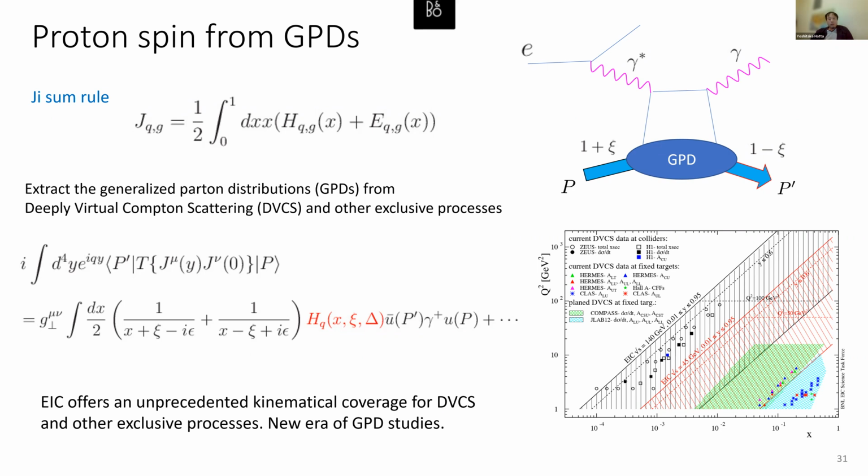In the lower right corner, you can see the kinematic coverage of DVCS at the Electron-Ion Collider versus the existing data points. You can see the EIC offers an unprecedented kinematical coverage for DVCS and other exclusive processes which are sensitive to GPDs. So the EIC will be the dream machine for GPD studies. This will be a new era of GPDs in the coming years.